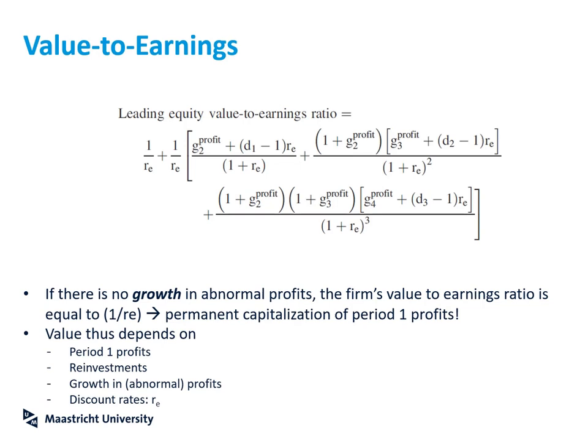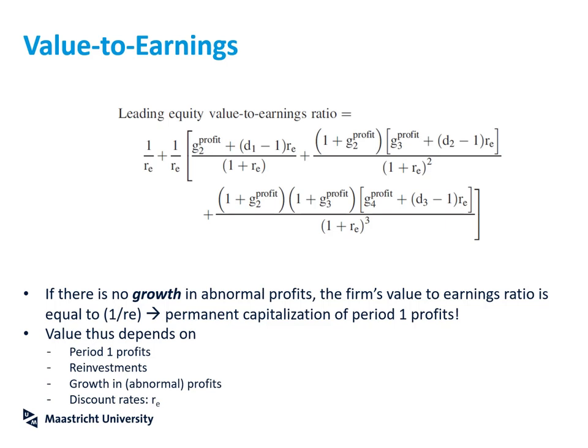So if we look at the value to earnings ratio here, we see that if there is no growth in abnormal profits, and basically this entire thing in brackets will be 0, then the value to earnings ratio is equal to 1 over your cost of equity. We have a certain net profit level next year, and we will have that indefinitely. And the multiple that you're willing to pay depends on the cost of equity. Basically, the multiple is equal to 1 over your cost of equity.